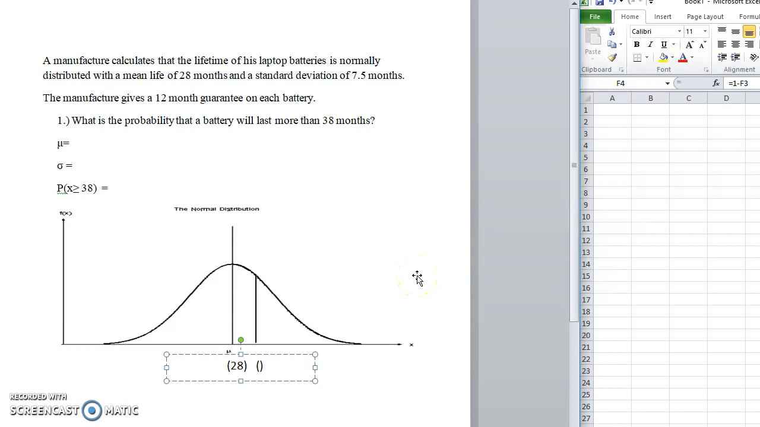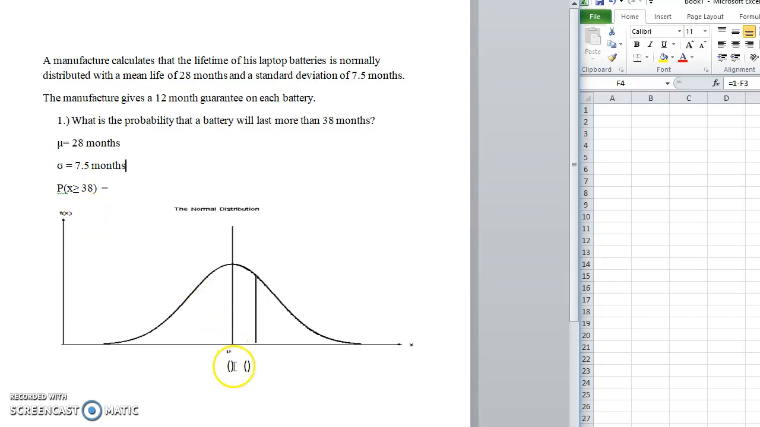Alright, so we are given that the problem is normally distributed, which means that it will have a bell-shaped curve, which is what we have down here on the bottom. This is a picture of a bell-shaped curve, and the average lifetime of the battery will be at the direct center of the bell-shaped curve. So we're given that the mean life is 28 months, so mu equals 28 months, and the standard deviation is 7.5 months. So sigma equals 7.5 months.